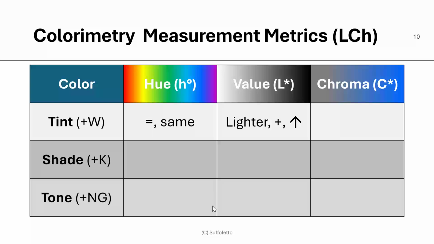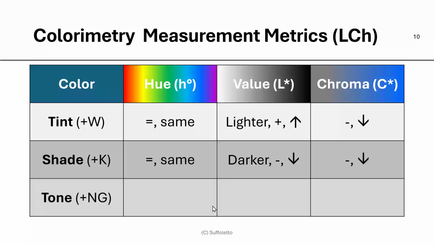The value will get lighter, so the L star will increase, or the delta L star will become plus or positive. And because white is a desaturated neutral, the chroma will decrease and get lower. For a shade, adding black, the hue should stay the same, not change. But the value will get darker, the L star will get lower, closer towards 0, the delta L star will become negative or minus. And again, because black is a neutral color, desaturated, the chroma will get less, lower, negative.